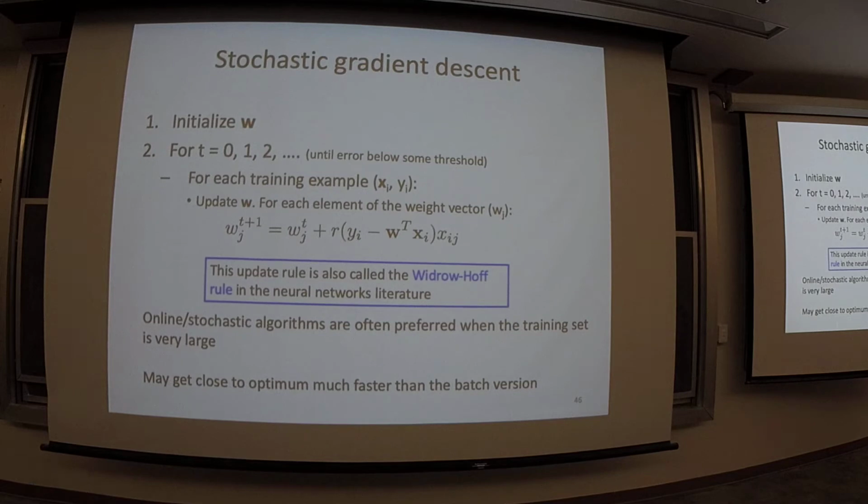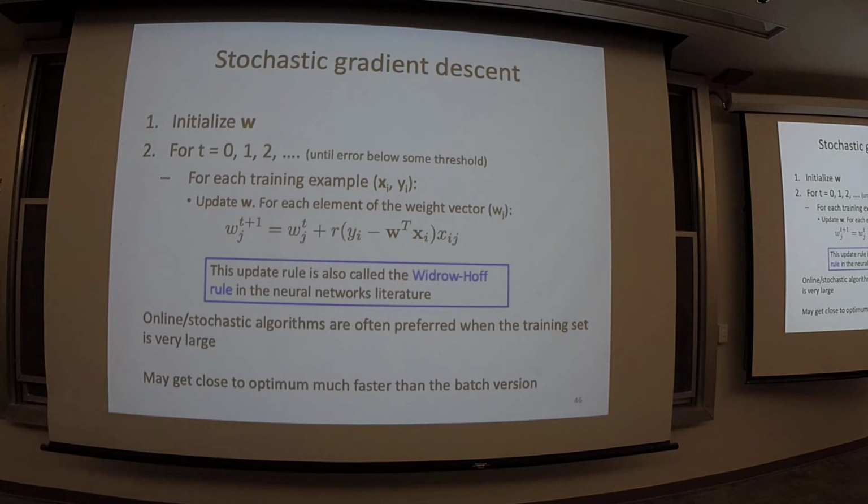Also, the computation is much cheaper. You can even use your cell phone to do that, because every time it only needs to deal with one example. So any questions so far regarding the algorithmic framework of stochastic gradient descent?